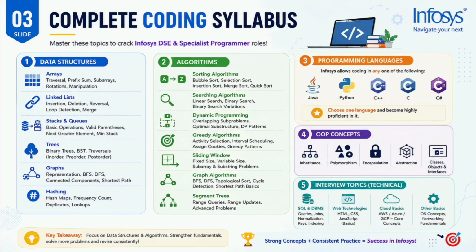Then come stacks and queues. Learn the basic operations thoroughly and practice the important problems like valid parenthesis, next greater element, minimum stack, and queue implementations. Another most important topic is trees. Make sure you are comfortable with binary trees, binary search trees, and tree traversals such as in-order traversal, pre-order traversal, and post-order traversal. Tree-based coding questions appear quite frequently in the Infosys coding rounds.